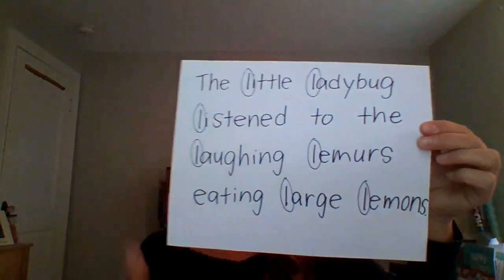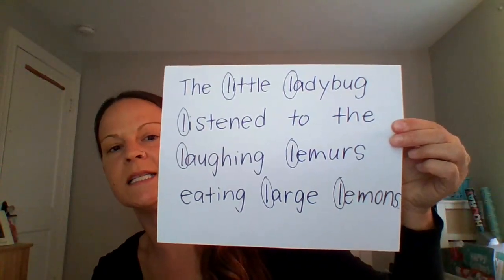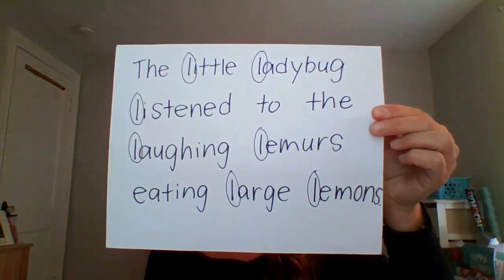Little has the l sound. Ladybug, listened, laughing, lemurs, large, and lemons. All of those words have l sounds. So, in the alliteration activity, you're going to try to come up with sentences that have the same repeating sound. Okay? All right, here's the last one. And this one's really tricky.